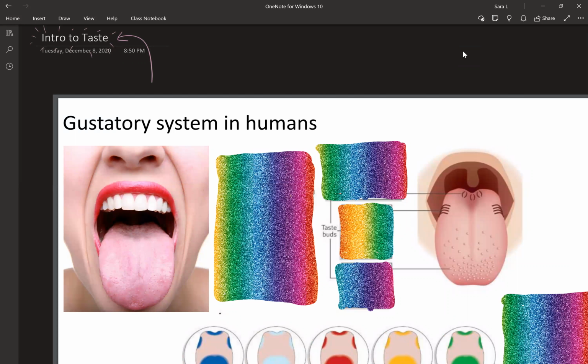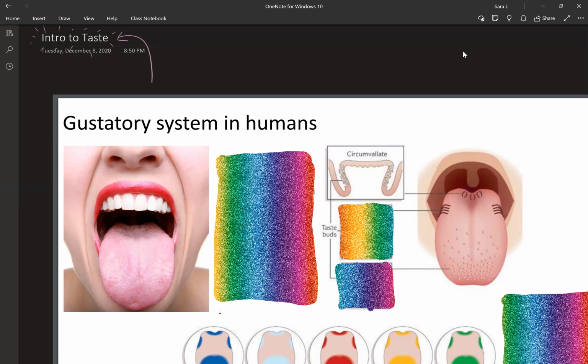So taste, the sense of taste, is a part of our gustatory system. In humans, the way that we taste is through papillae. The papillae are on the tongue, and there are three different types. There are the circumvallate, at the back of the tongue. They're bigger, and they have taste buds all along the sides of the papillae.